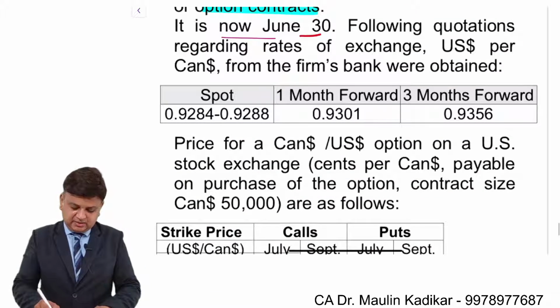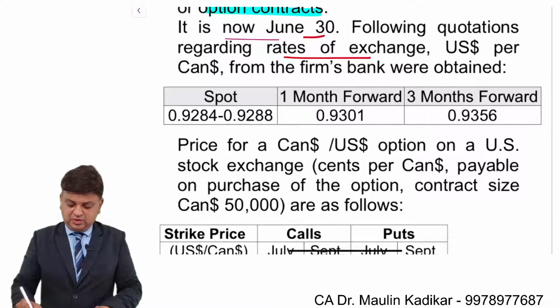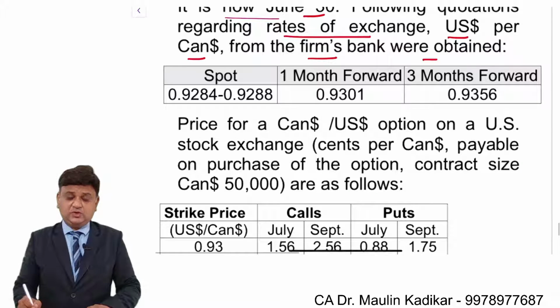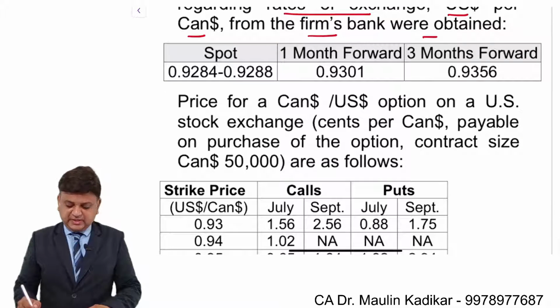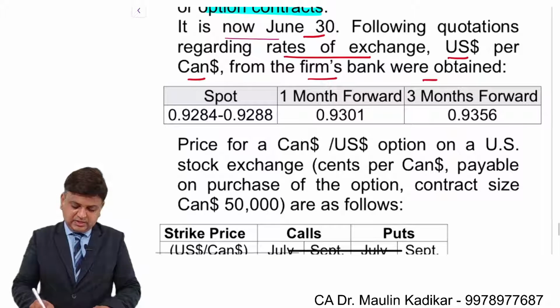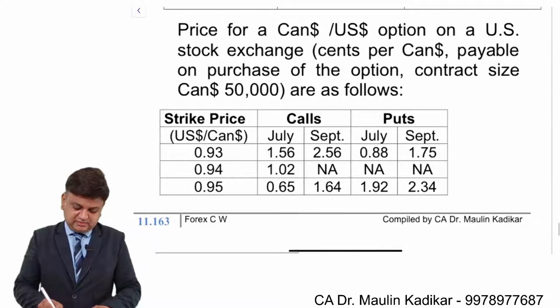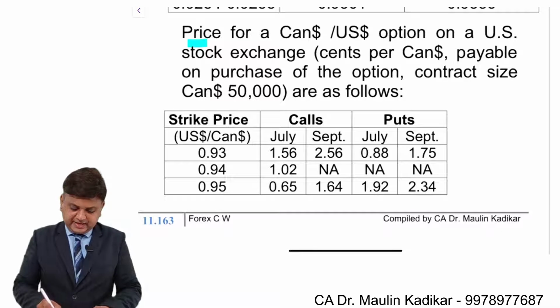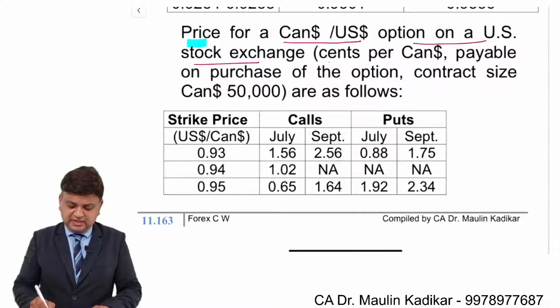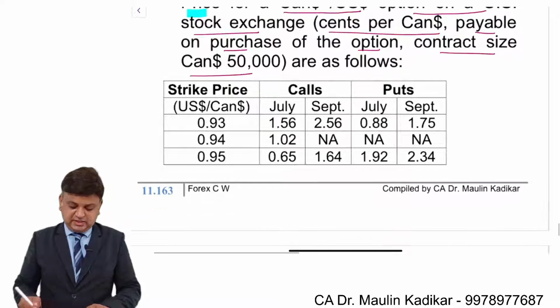Following quotations regarding rates of exchange for US dollar or Canadian dollar from the firm's banks were obtained. Spot exchange rate is provided to us, it is dollar per Canadian dollar. 1 month forward exchange rate is given and 3 months forward exchange rate is given. The price of Canadian dollar per dollar option on the US stock exchange, cent per Canadian dollar, payable on the purchase of the option. Contract size is 50,000 Canadian dollar.